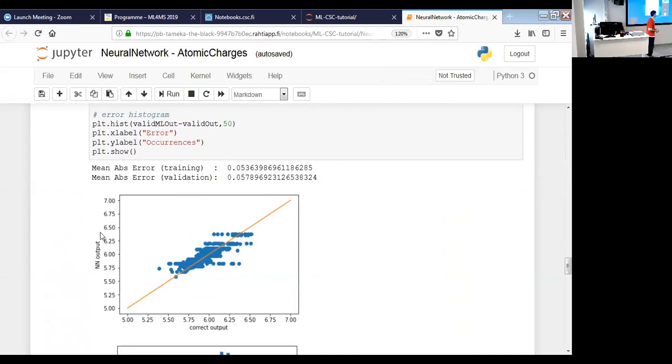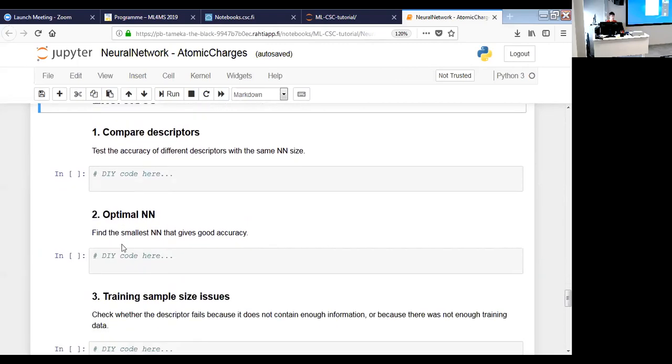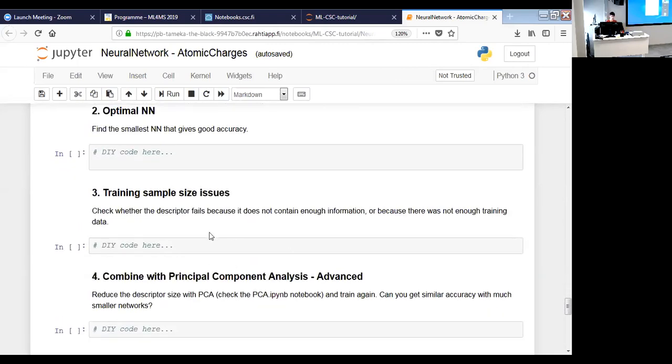It's a simple descriptor, it's a small network, so perhaps the result is not too good. We get 0.06 electrons error per carbon atom. You can try to make it better. That's probably one of the exercises now: compare descriptors, try to optimize the neural network. You can try to make a plot of accuracy versus training set size, and see when you reach the limit where you have trained as much as possible.